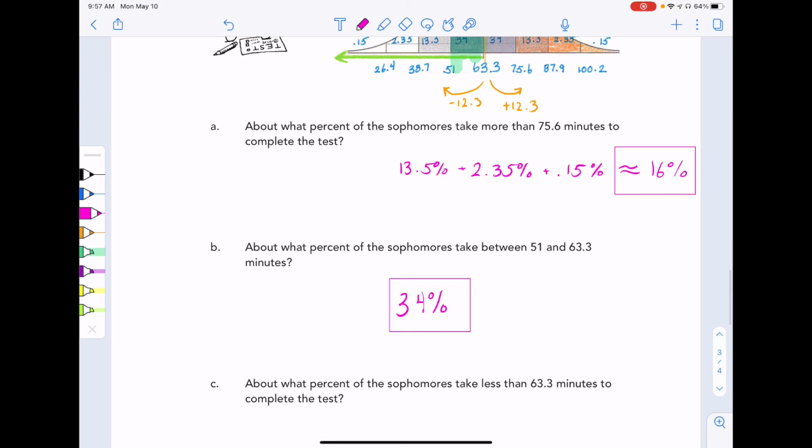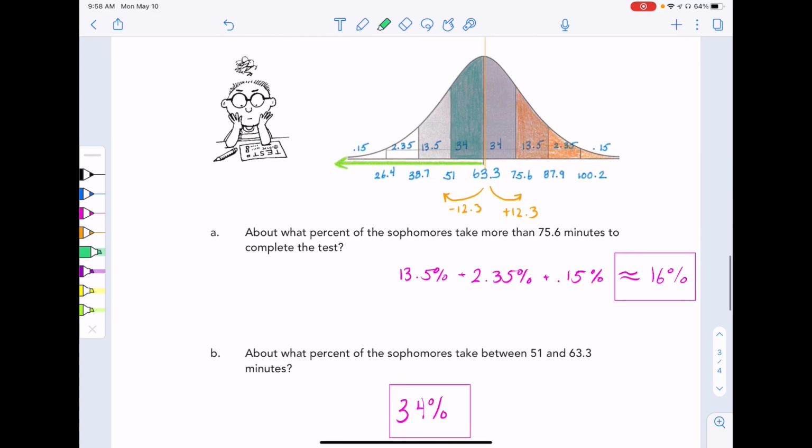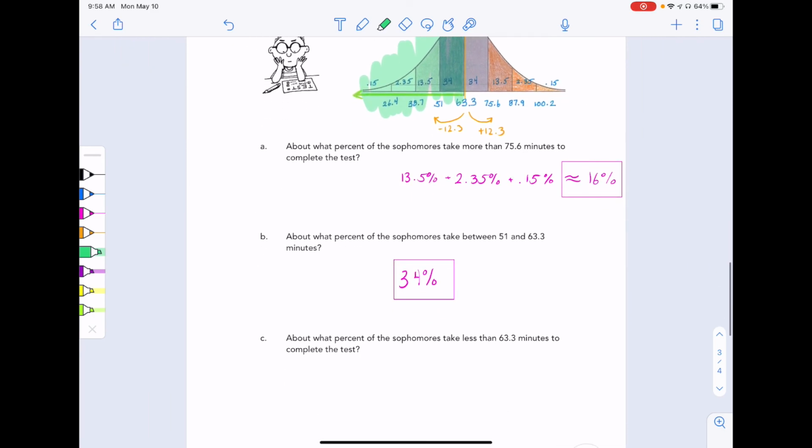And our last part says, about what percent of the sophomores takes less than 63.3 minutes to complete the test? So 63.3 is our mean, and that would be everything less than that we're looking at. As you can assume, obviously our curve adds up to 100%, but to be accurate, you should add your percentages. So 0.15 plus 2.35 plus 13.5 plus 34% is equal to 50% of the sophomores take less than 63.3 minutes to complete the test.